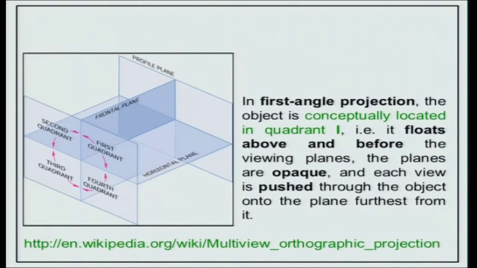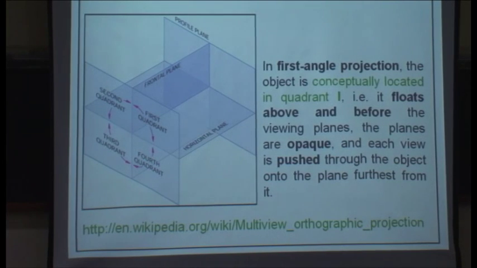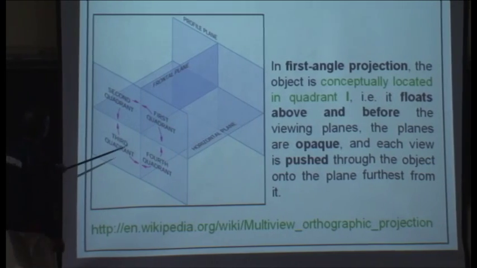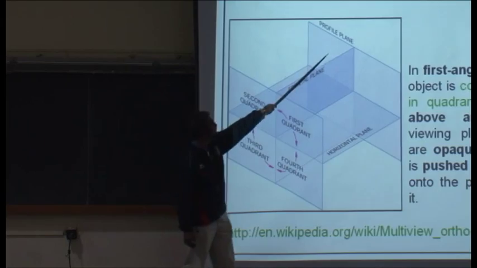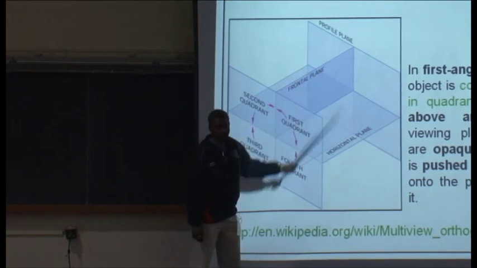Imagine the space divided in four quadrants, quadrant 1, 2, 3, and 4. You see the frontal plane, you see the horizontal plane, and you see the profile plane. Quadrant 1, 2, 3, and 4, frontal plane, horizontal plane, the right hand side plane or the profile plane. Okay?